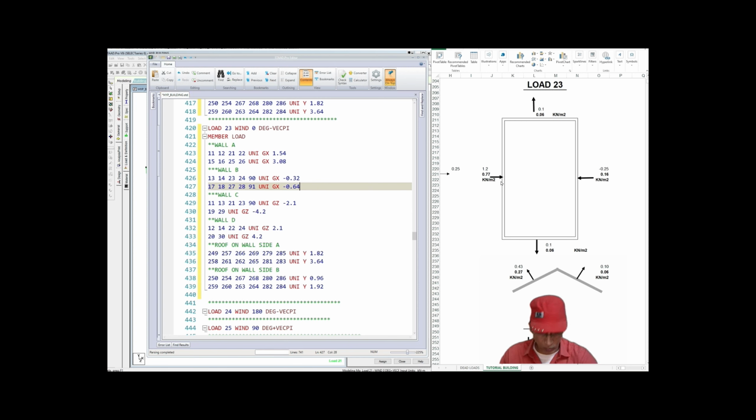For wall C, 0.06 into 3 meter for the corner column is 0.18. For the intermediate column at gable end, 6 meter into 0.06 is equal to 0.36. Now this will also have the same value but in positive z direction.